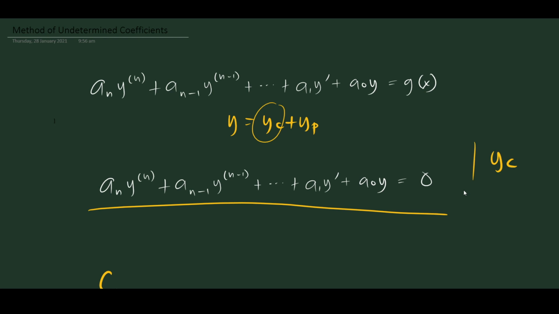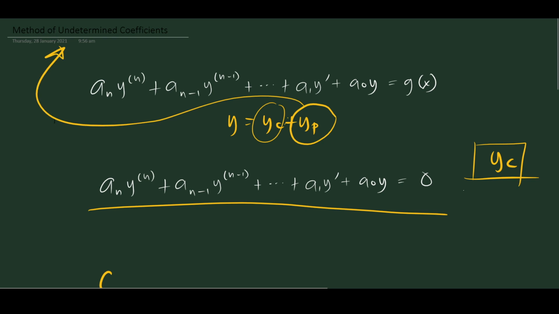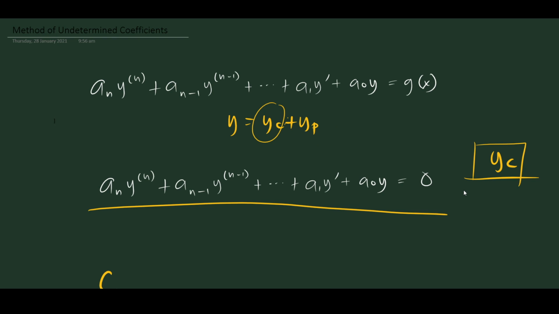So once you get your yc, you can set it aside first, and we will get the other term of our general solution, which is yp. Now we can solve yp using the method of undetermined coefficients. Now what is the first step for the method of undetermined coefficients?